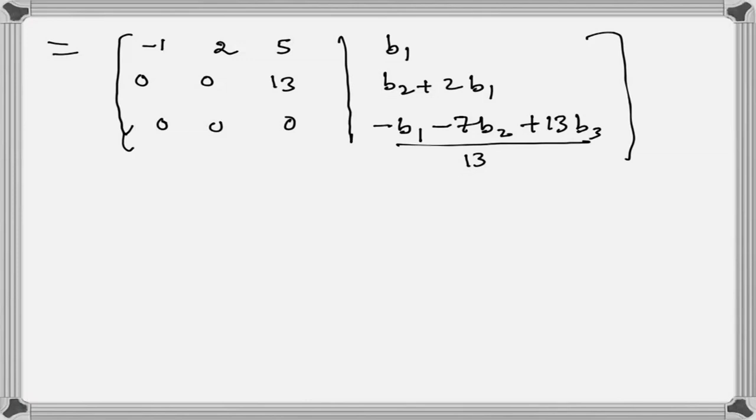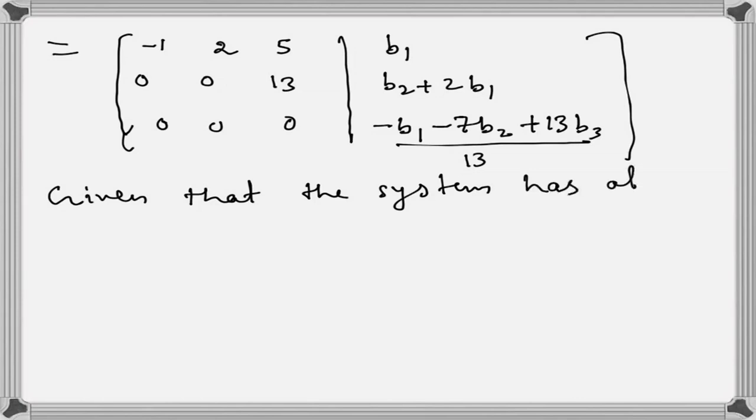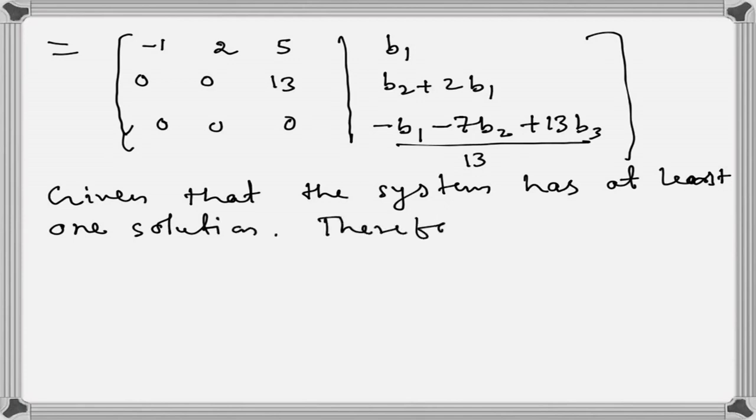So given that the system has at least one solution, therefore minus b1 minus 7 b2 plus 13 b3 has to be 0.